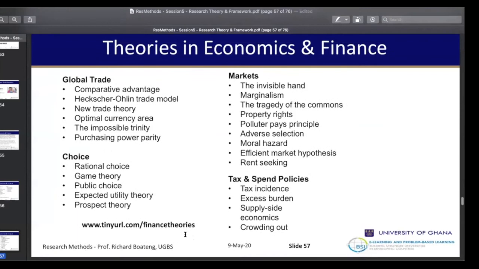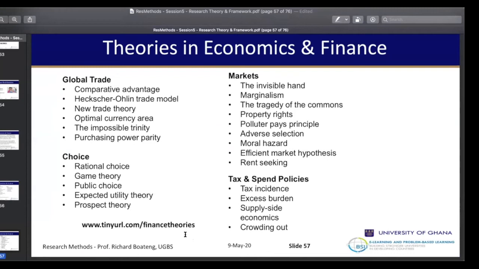Now, let me just say that when we say theories in economics, it does not mean that they cannot be applied in another field. For example, moral hazard can be applied in studying oil, for those of you who have read a little about oil studies in Ghana and the finding of oil. There are papers that use moral hazard in oil finds or oil exploration and its impact on the economy. So there's comparative advantage, new trade theory, game theory, rational choice theory.